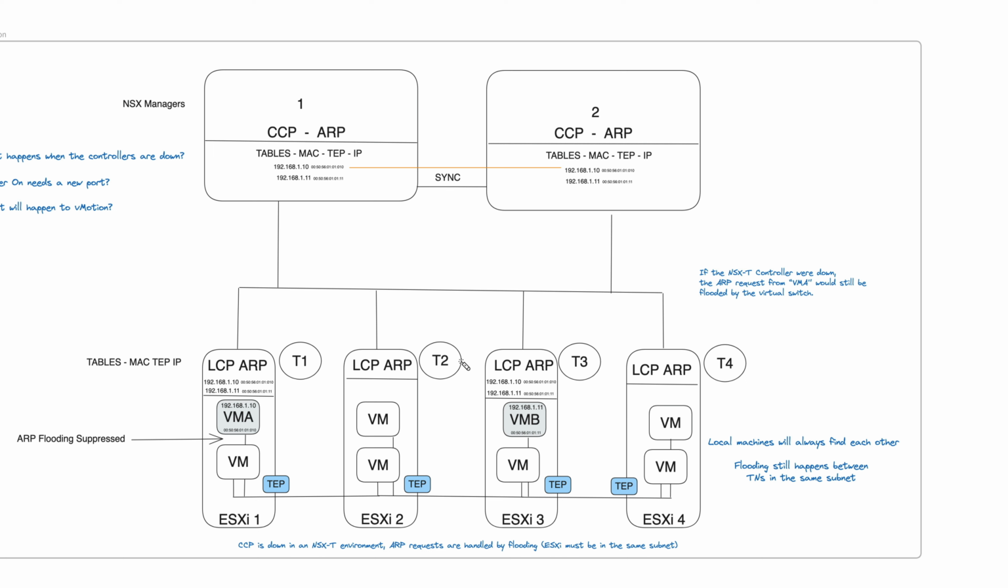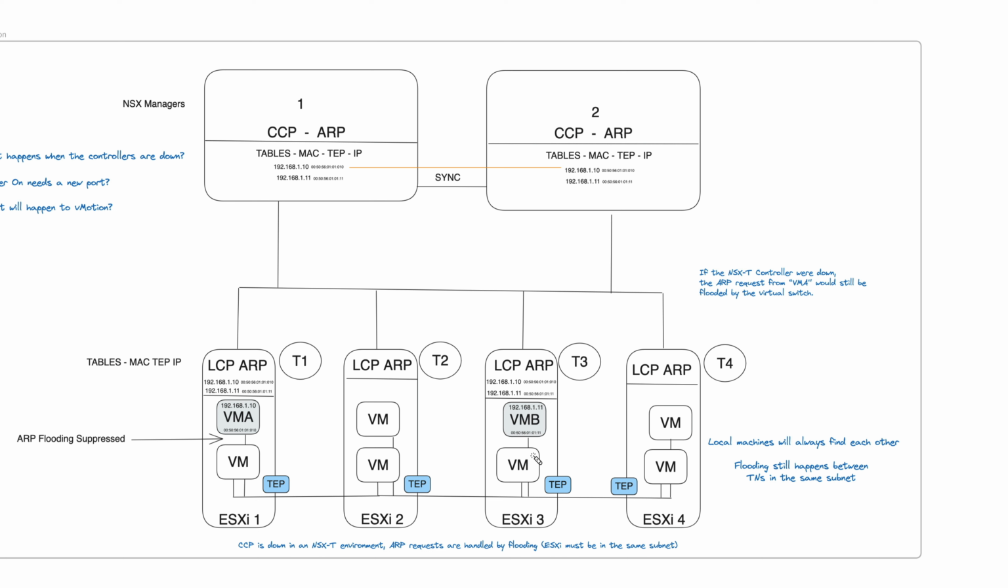So what happens when VM A wants to communicate with VM B, but doesn't find an entry in the central control plane? Well, then we have ARP flooding still suppressed, but this tunnel endpoint will do a request on behalf of this VM. This tunnel endpoint will ask other transport nodes, hey guys, do you have this 192.168.111? Are you hosting this VM?